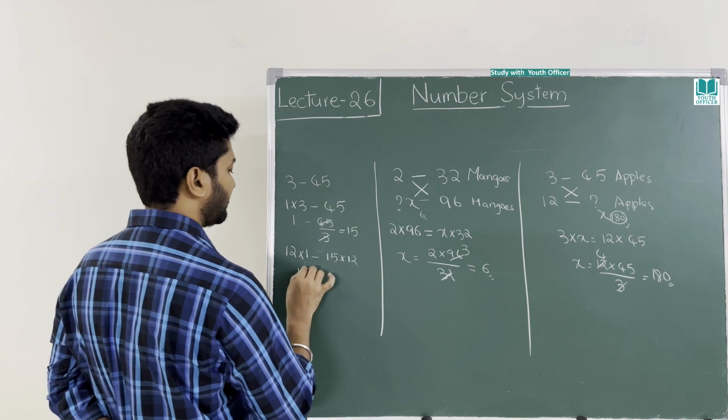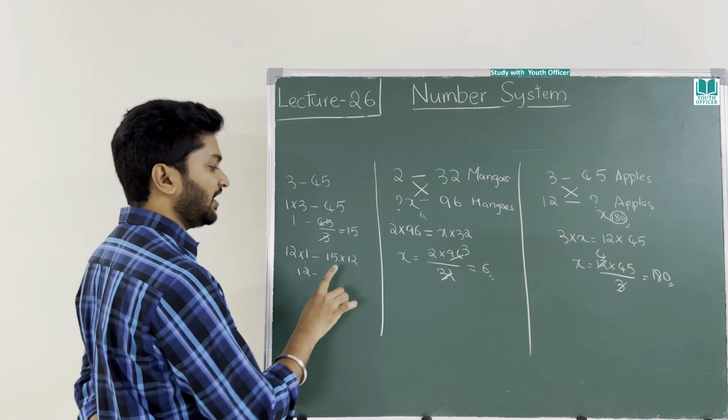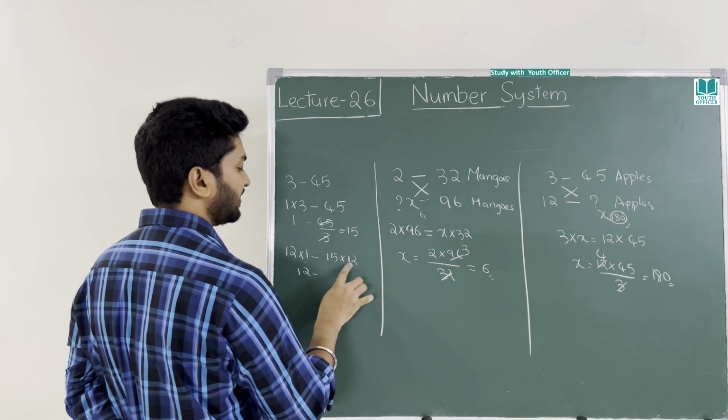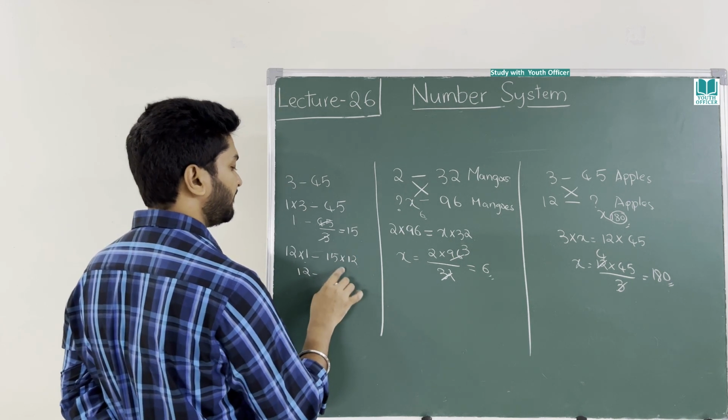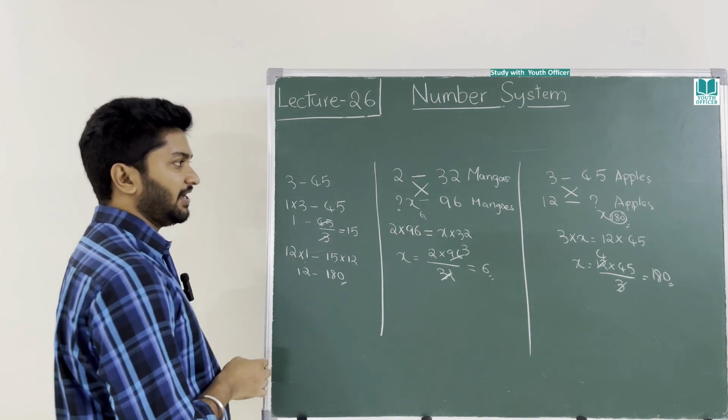12 into 1 is 12. That is 15 into 12. 10 15s is 150. 2 more 15s, 30. 180. That was the answer we got, right?